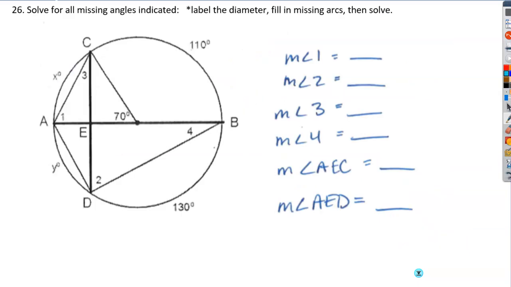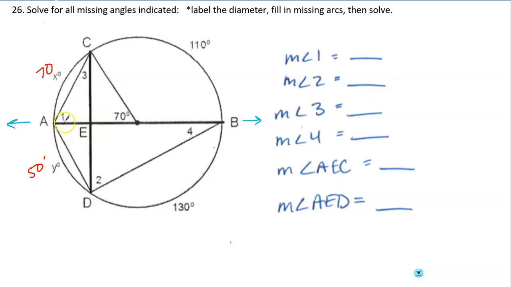Okay. All right, so then last but not least, we were solving for missing angles. So I said always label, if there's a diameter, label it. So there is, AB is a diameter. So do the little arrow thing. Then fill in as many of the missing arcs as you can. Hopefully that's all of them. And then solve. So like, okay, this side has to be 180, which means x is 70. And this side has to be 180 because of the semicircle, so that means y is 50. Once you fill in those, you can get any angle you want.